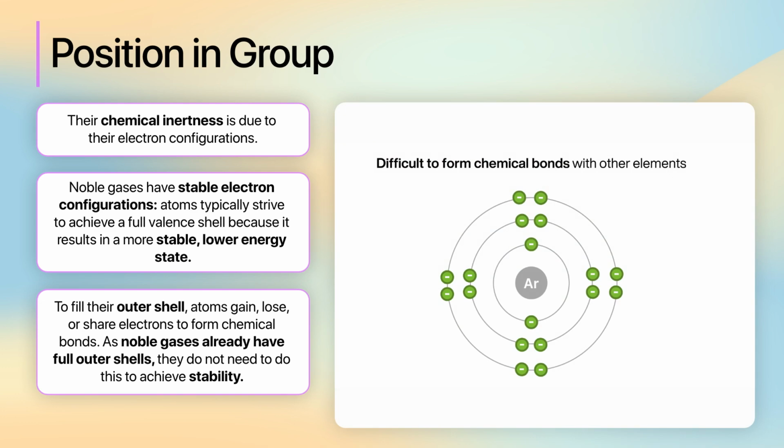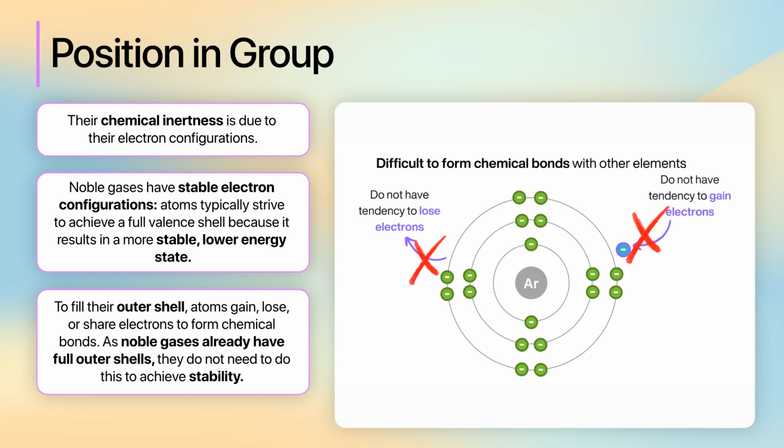Secondly, these noble gases also have an inability to form bonds easily. Because their electron shells are complete, noble gases do not have a tendency to gain or lose electrons. This makes it difficult for them to form chemical bonds with other elements. They rarely donate or accept electrons from other atoms.